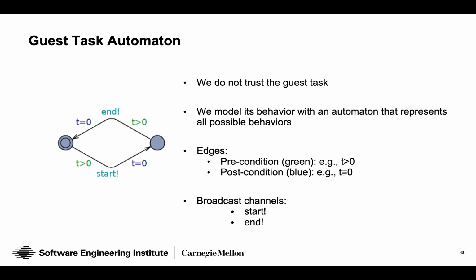Since we do not trust the guest task, we build a simple automaton that represents all possible behaviors. For those unfamiliar with timed automata, we have a starting node denoted here by this double circle, and each edge has a pre and post condition. For instance, the edge below has the precondition that time has to be greater than 0, and then it will trigger, using a broadcast channel, start, and then we'll have the post condition that time will be reset to 0.